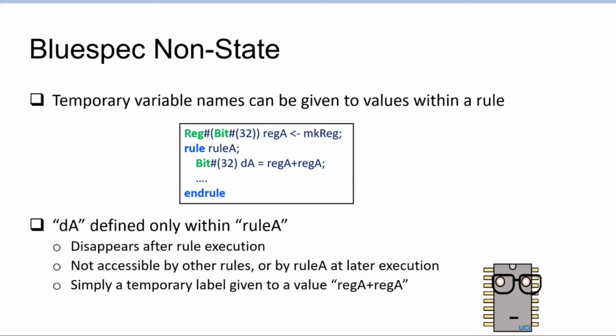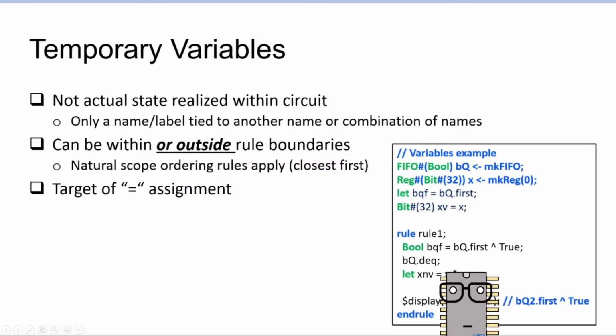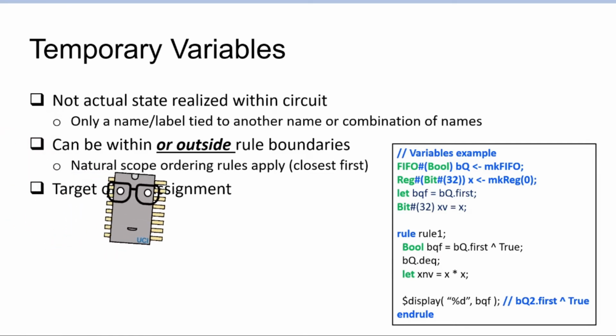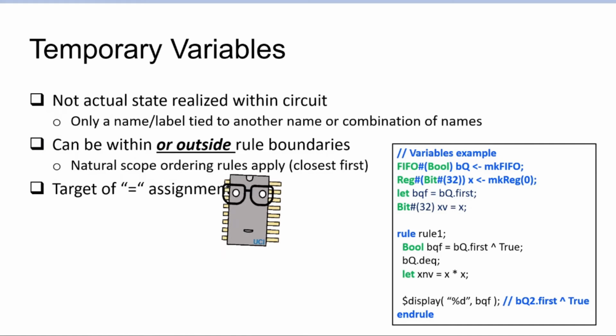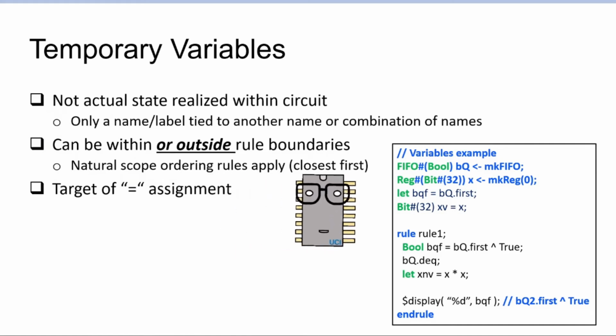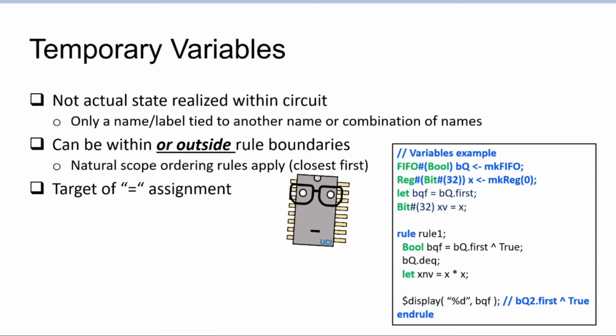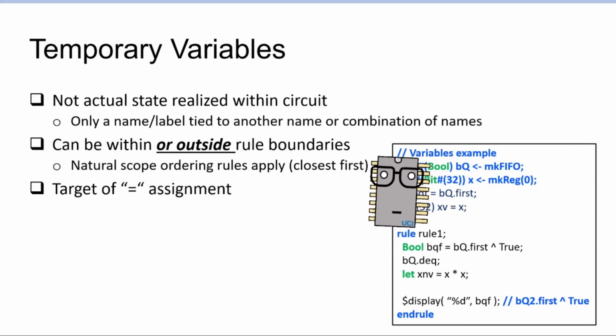Anyways. Yeah, temporary variables are not actual state realized within the circuit. There's no flip-flop, there's no register that actually holds that value. It is just a name and a label tied to another name or combination of names. It can be written outside of rule boundaries. There's a natural scope ordering rule that applies when that happens, closest first. Similarly, if you have if statements or for loops inside the rule, the natural scoping rules do apply.